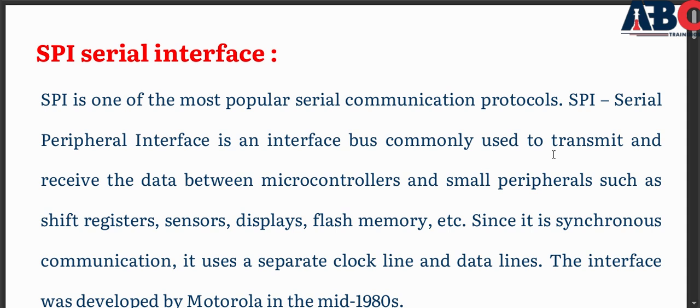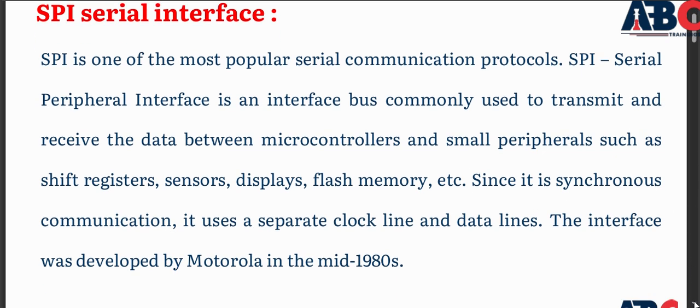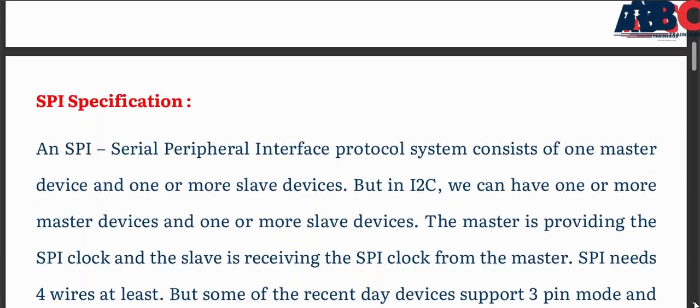SPI is one of the most popular serial communication protocols. Serial Peripheral Interface is an interface most commonly used to transmit and receive data to microcontrollers and small peripherals such as shift registers, sensors, displays, flash memory, etc. Since it is synchronous communication, it uses a separate clock line and data lines. The interface was developed by Motorola in the mid 1980s.